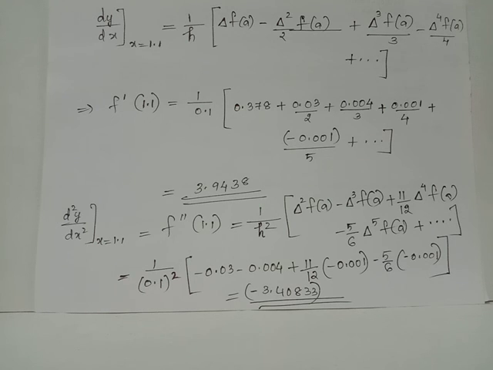We have standard formula to find out f double dash of a for special case n equals 0 given by 1 by h square times delta square f of a minus delta cube f of a plus 11 by 12 times delta raised to 4 f of a minus 5 by 6 times delta raised to 5 f of a plus etc. Thus we obtain f double dash at 1.1 as minus 3.408 approximately.